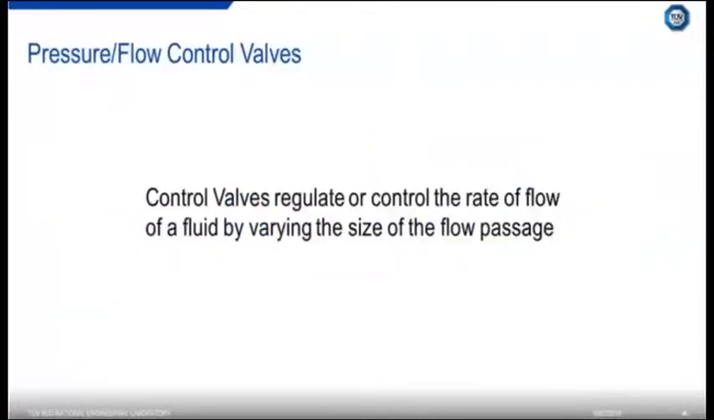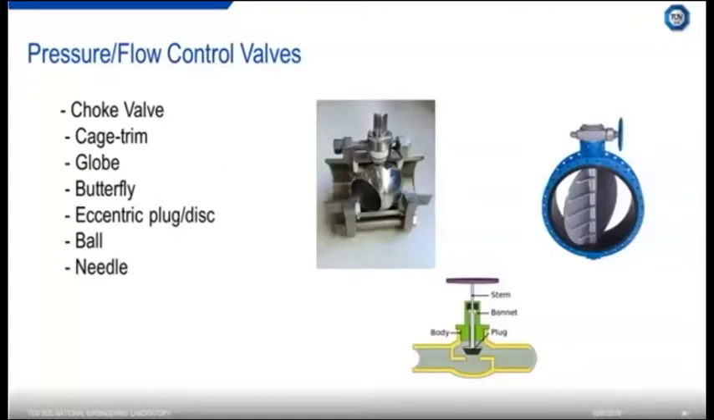But the focus of today's presentation is pressure or flow control valves, and these basically regulate or control the rate of flow by varying the size of the flow passage. So they increase or decrease the flow area. As a result, you get a drop in static pressure, and as a result, you increase or decrease the flow capacity within your pipe. Now these can come in a variety of different styles. There are two main types. You've got linear motion, so things like plug valves, and then you've got rotary motion, so things like ball valves and butterfly valves.